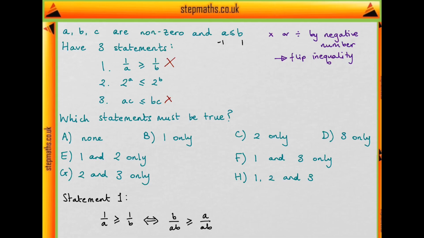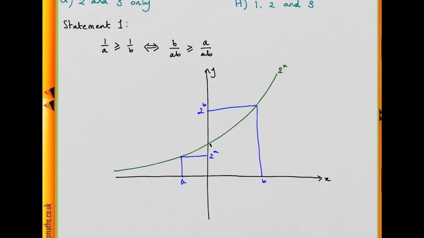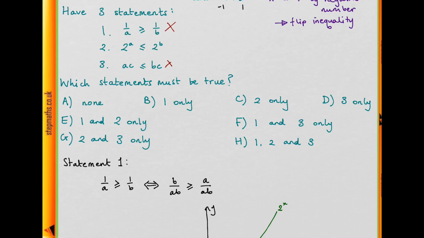And I think the easiest way to see this is to draw a graph. So the graph of 2 to the x has a shape like this. So it's always increasing. So whatever A and B I pick, so I pick A here and B up here, then 2 to the A, which would be here, and 2 to the B would be up here, so that 2 to the A is less than or equal to 2 to the B. So because this is an increasing graph, then we know that 2 does have to hold. So statement 2 is the only one that must be true, and that's answer C.